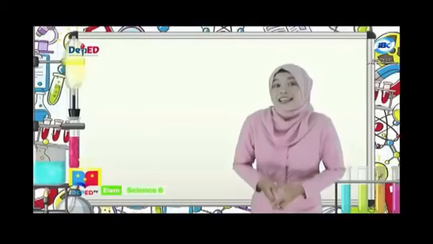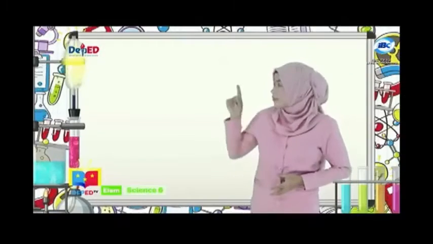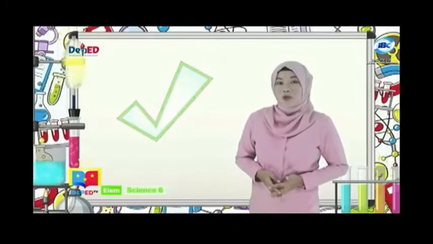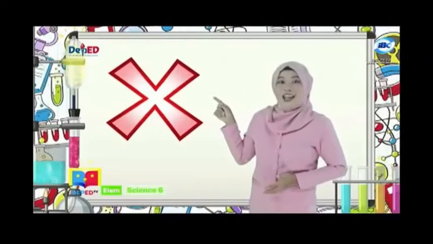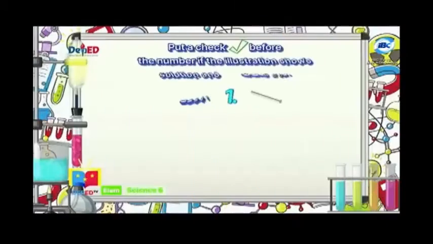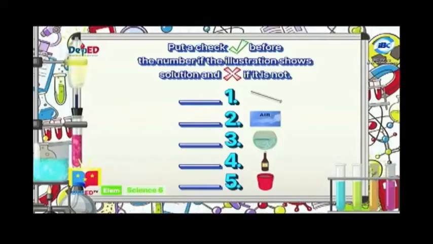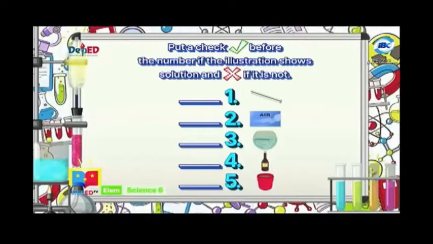Later, you will know what these words are after we review what you have learned from our topic on solution and its characteristics. As a review, put a check mark before the number if the illustration shows a solution and X if it does not. Number 1, steel rod. Number 2, air. Number 3, pieces of paper in water. Number 4, wine. Number 5, mud in a pail.